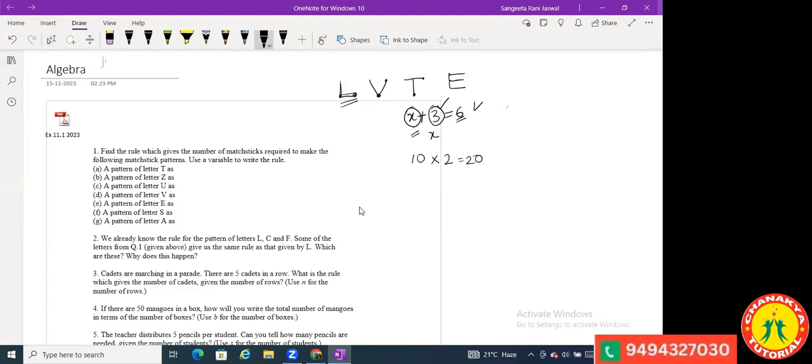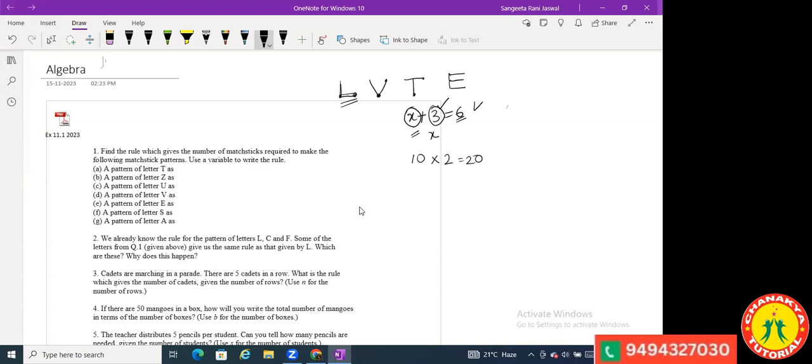Now, pattern of T. For pattern of T, you need 2 matchsticks. Find the rule which gives the number of matchsticks required to make the following matchstick pattern. So what is the rule that you require to make T?